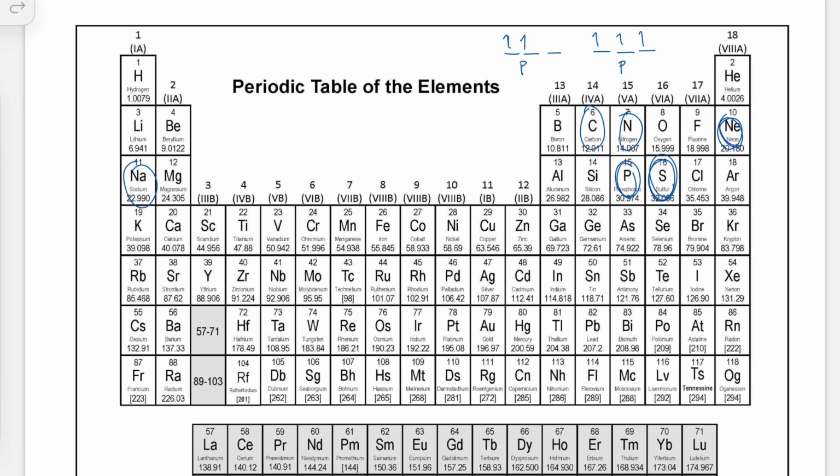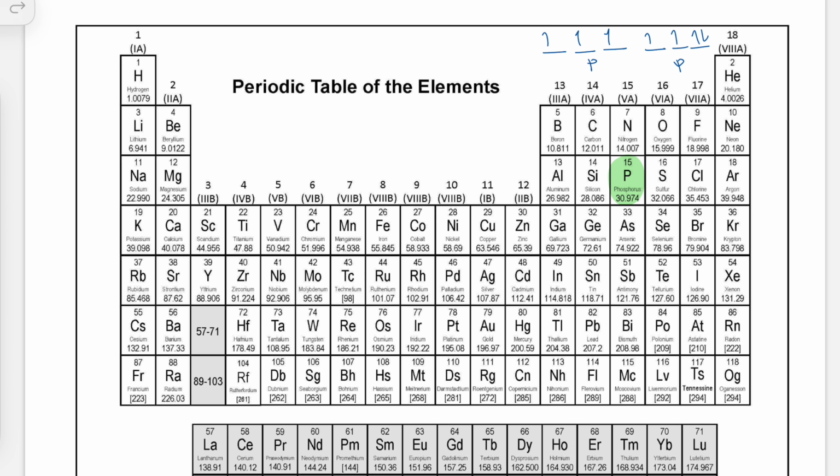So let's look over here. Phosphorus is in group 15, which is the spot for an exception. So here's the p subshell. 1, 2, 3. This is what phosphorus has. And then 1, 2, 3, 4. This is what sulfur has.